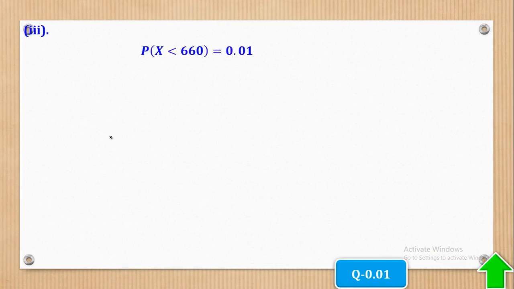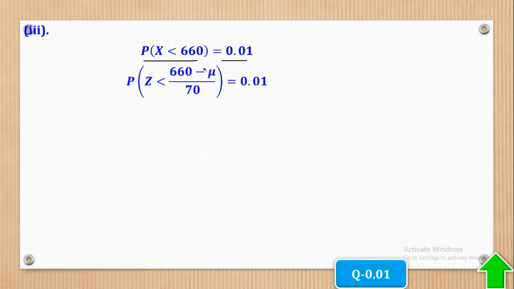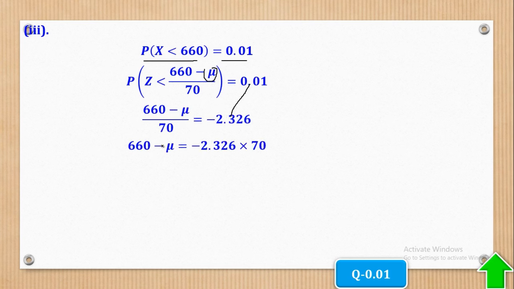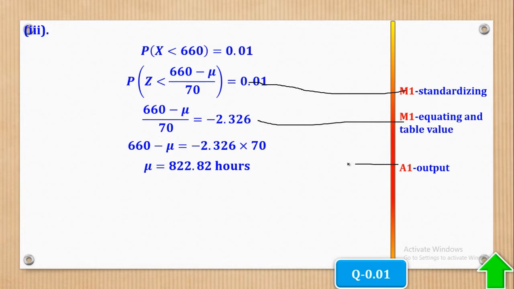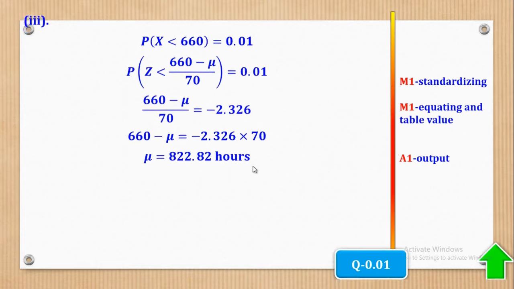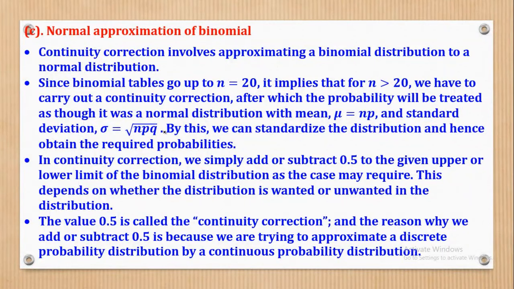So we shall say that probability of x less than 660 is 0.01. When I standardize, it will become that because the mean we don't know, so that is the one we are looking for. Then we already saw that this probability has a z value of that, therefore we shall equate the two, but it will be negative. Then when I cross multiply and make mu the subject, it will be 822.82 hours. So basically that's what they wanted. Now let's see how marks can be awarded. M1 for standardizing, M1 for equating the two, table value, and A1 for the output. So that has been de-standardization.